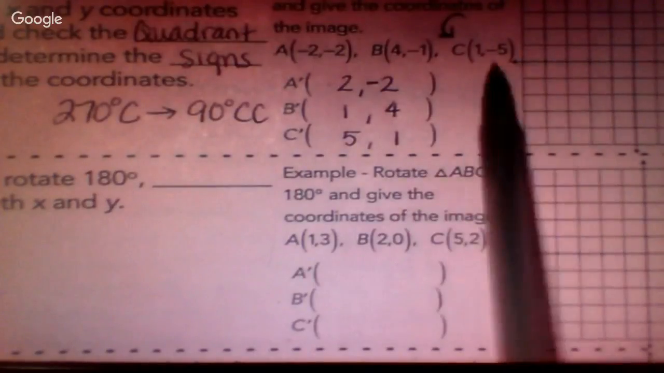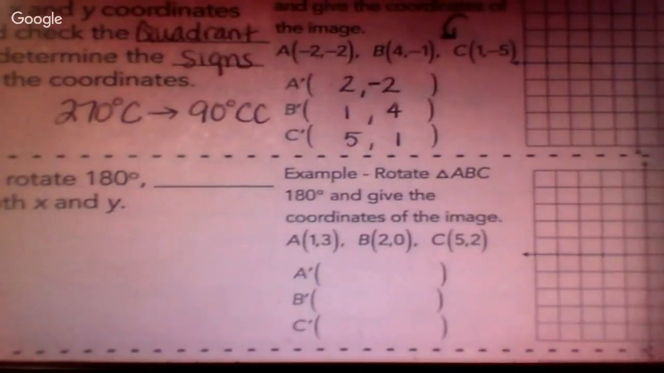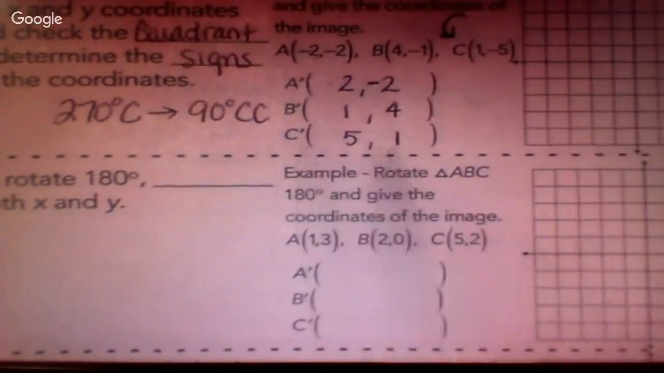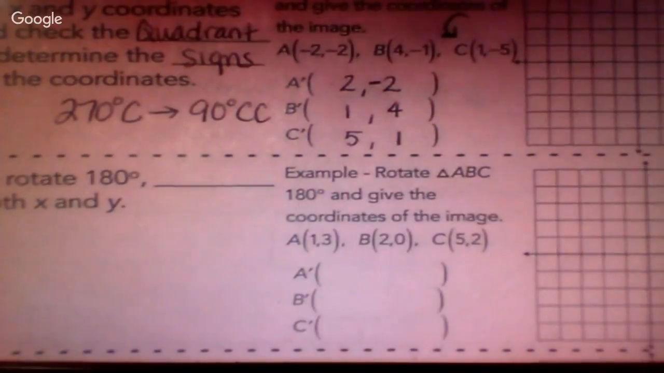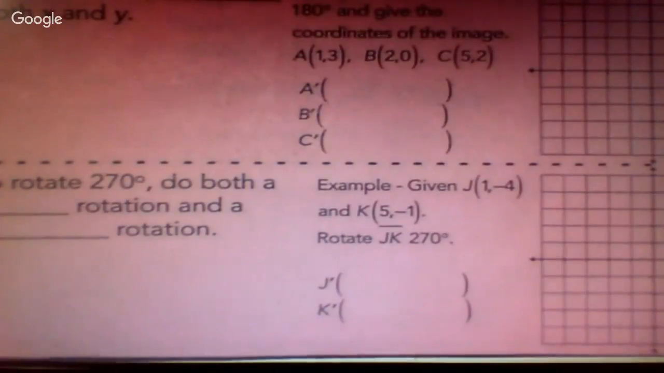Okay. C is at 1, -5. So I start where? Quadrant 4. 90 degrees counterclockwise takes me to quadrant 1, which is positive, positive. Leave it alone. All right. We're going to practice after we're done with this. I promise. We will practice, practice, practice.